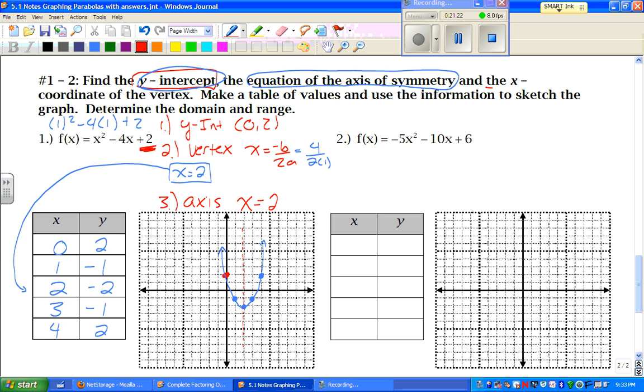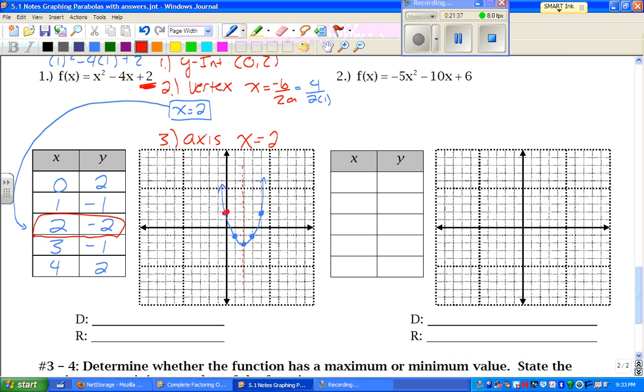Alright, and it says last but not least the x-coordinate of the vertex. Well, we actually found the entire vertex. It was at 2, negative 2. So we actually did that as well. So that's everything that they asked you guys to do in this case. Alright, so your goal is to try number 2 for homework. But before we do that, let's talk about domain and range.